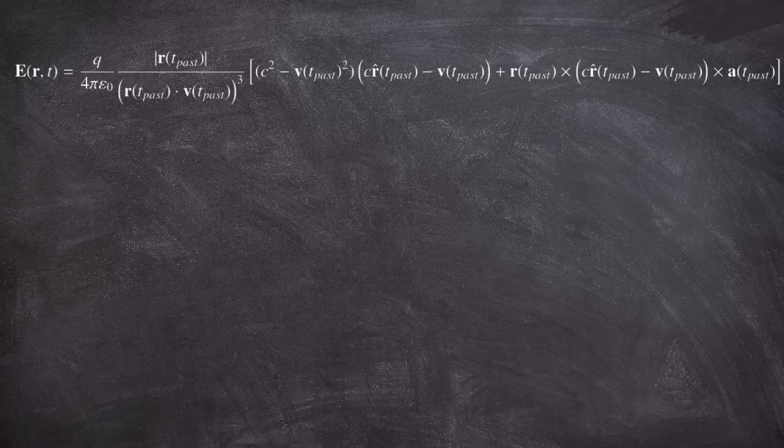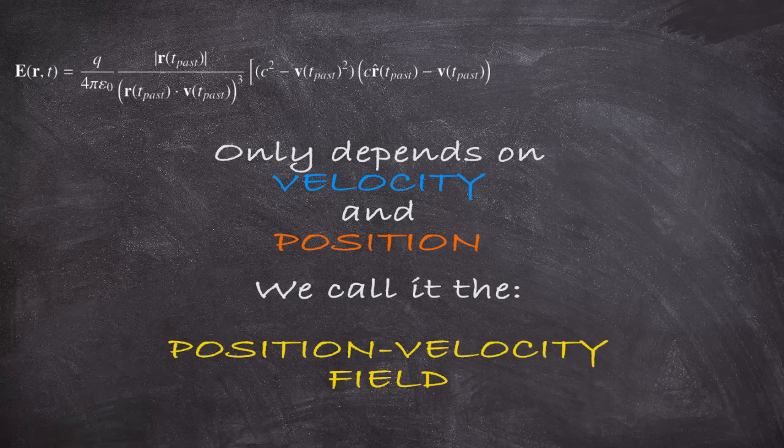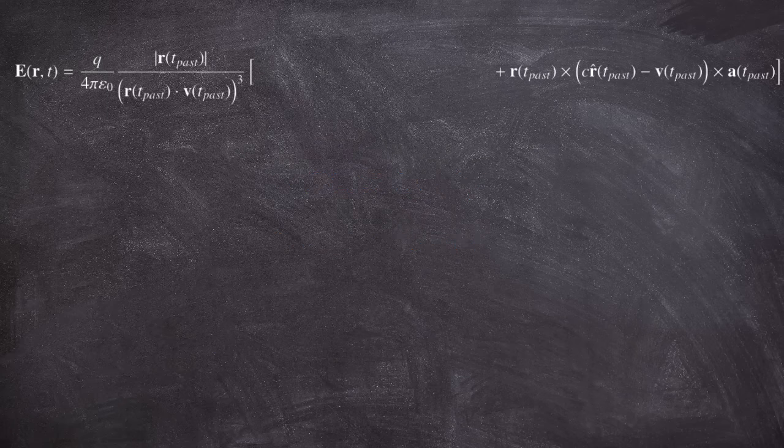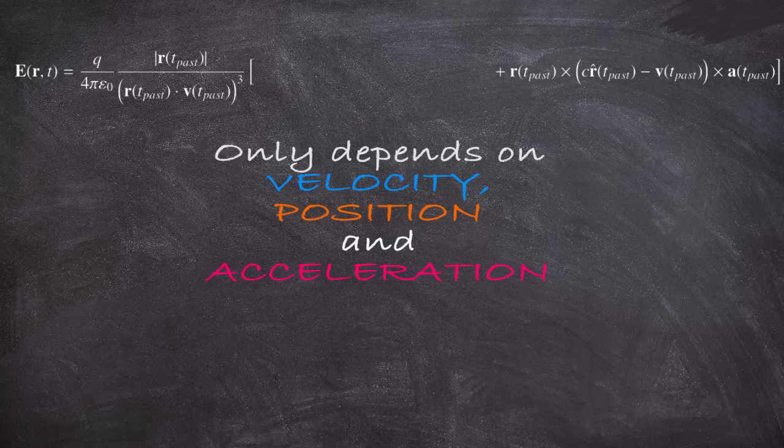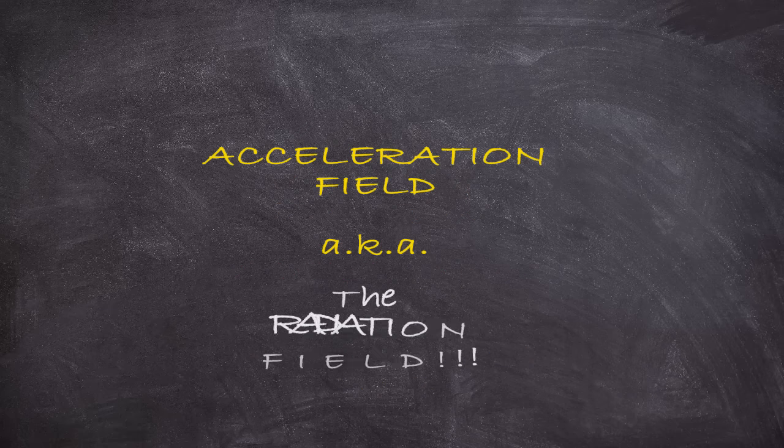But looking through the complexity, it roughly just has two terms, or two separate parts. Part number one depends on the time delay distance and velocity of the charge in the past. We'll call this the position velocity field. Part number two depends on the same things, but also the acceleration. We'll call this the acceleration field, though it's actually more common to call the second part the radiation field.